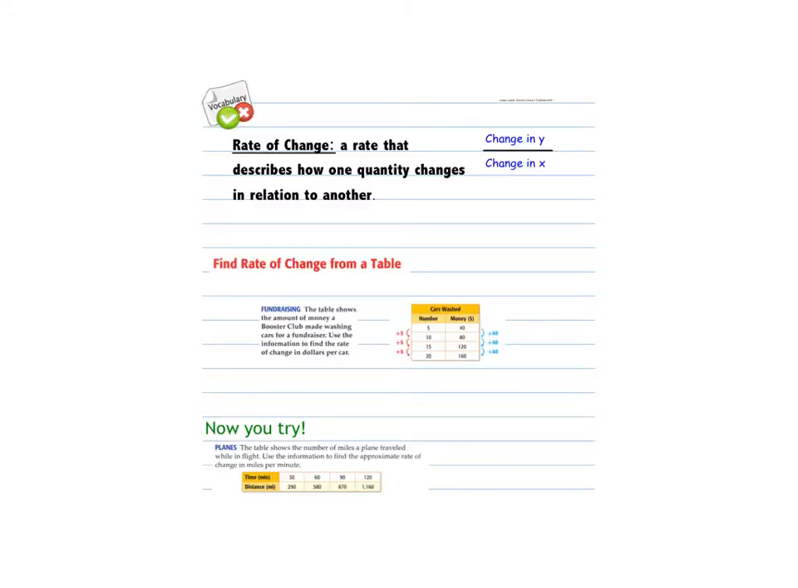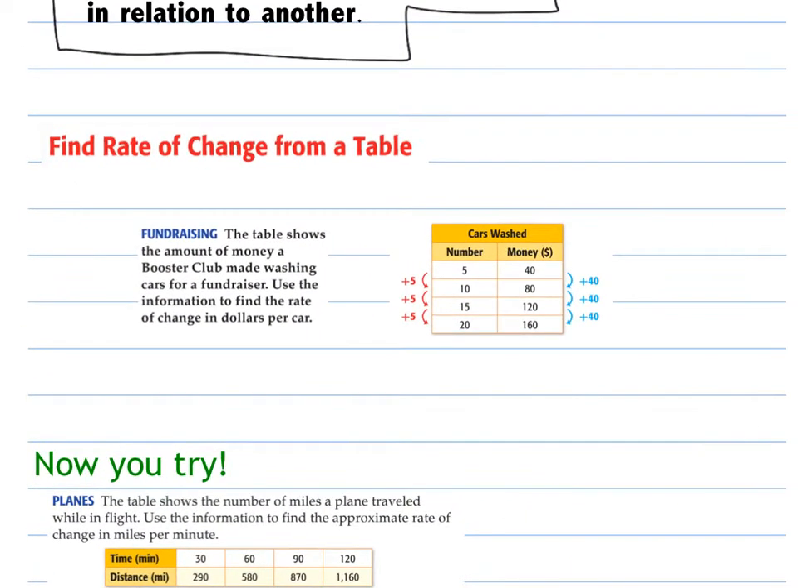Rate of change is a rate that describes how one quantity changes in relation to another. So we've talked about rates, we've talked about unit rates. Now we're talking about rates that are changing to different rates, but yet they're still equivalent. So make sure you write this word and this definition down. Let's look at this right here.